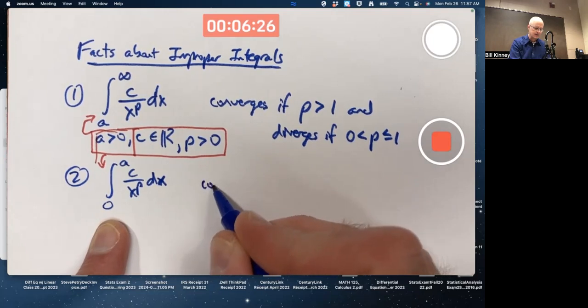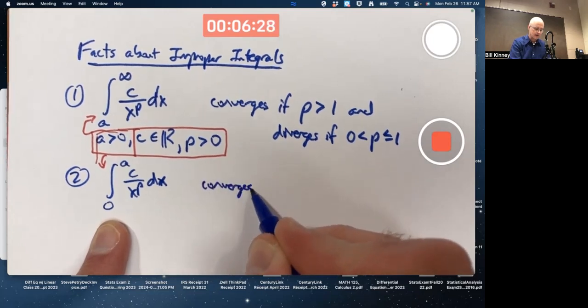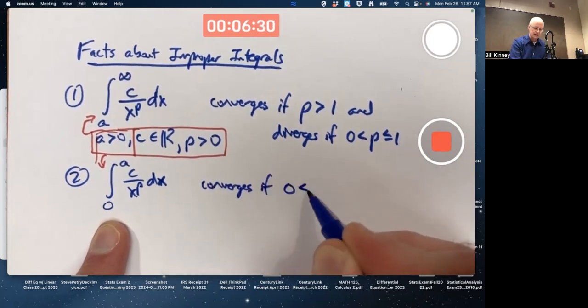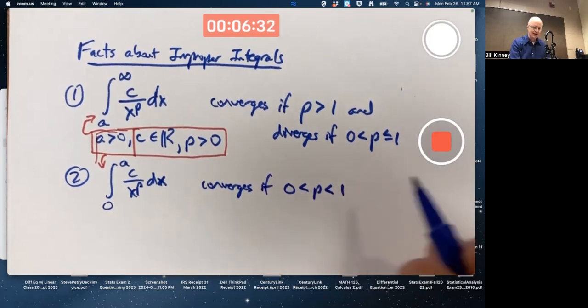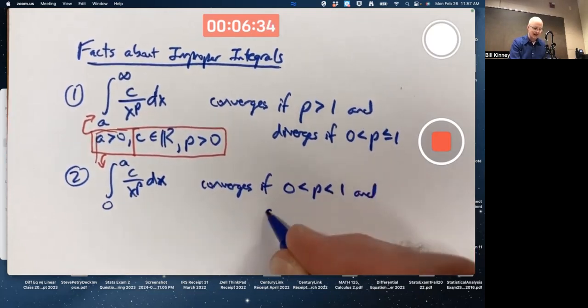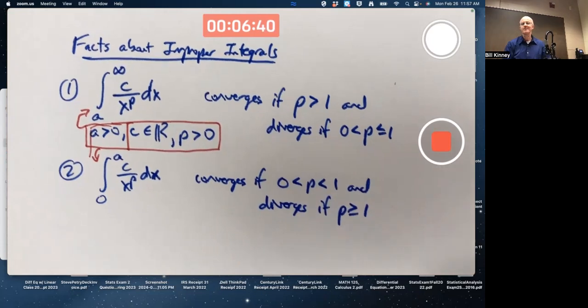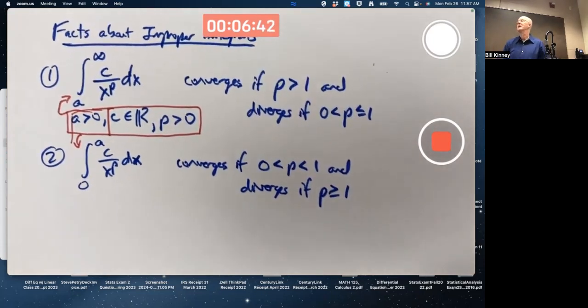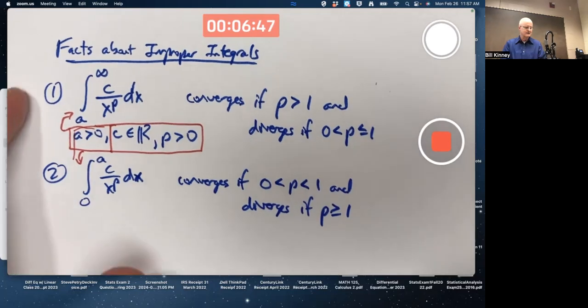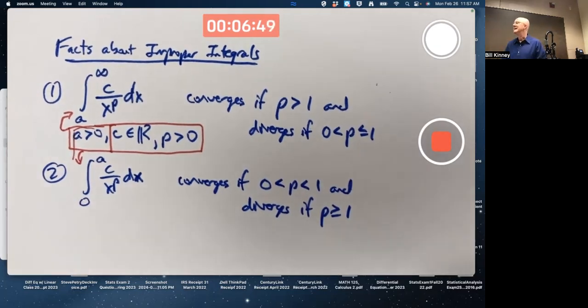It converges if P is between 0 and 1, and diverges if P is greater than or equal to 1. Notice that in both of these situations, it diverges if P equals 1.